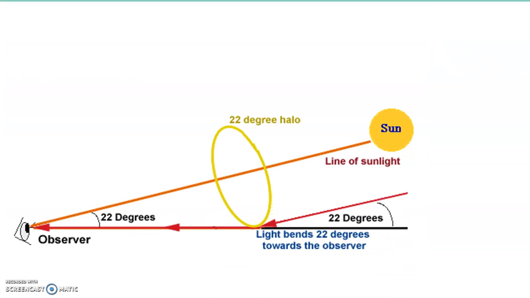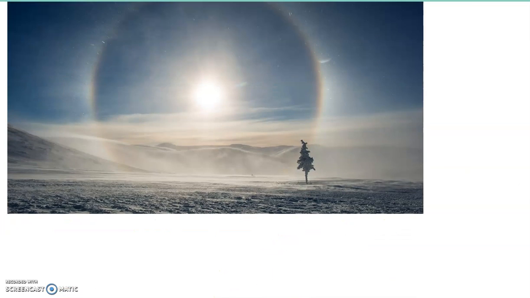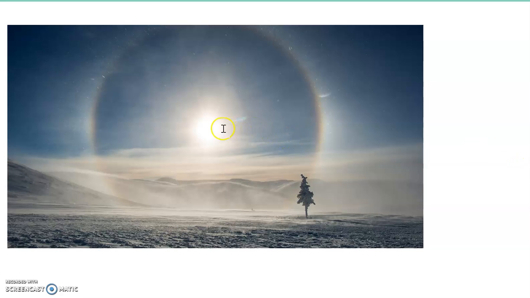If we look at what's happening, the sunlight comes in and it can go straight towards you, and that's of course why you see the sun. But some of the light will hit these crystals and refract inside of them and come towards you. So it looks like there's a ring of light around the sun when it's actually coming from the sun and then being bent around.